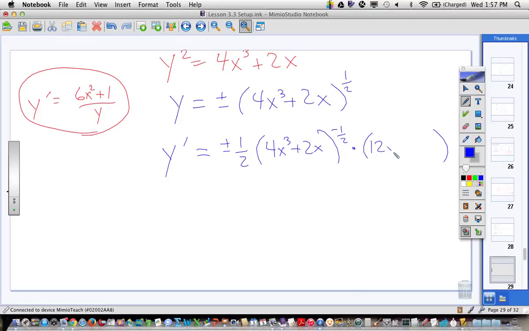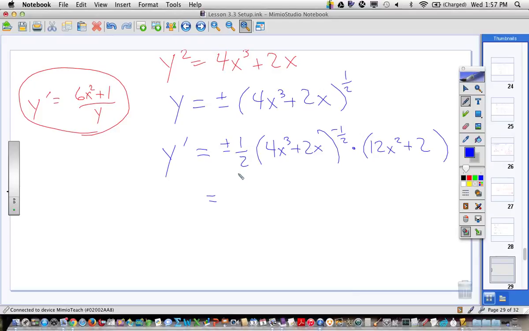Derivative of the inside is 12x squared plus 2. Right? Now let's do some rewriting of this, rearranging, because we're going to want to compare it to our answer over here. I think on the homework, I don't think that you'll have to do that necessarily. Some of them are almost too hard to really compare, but this one's not.